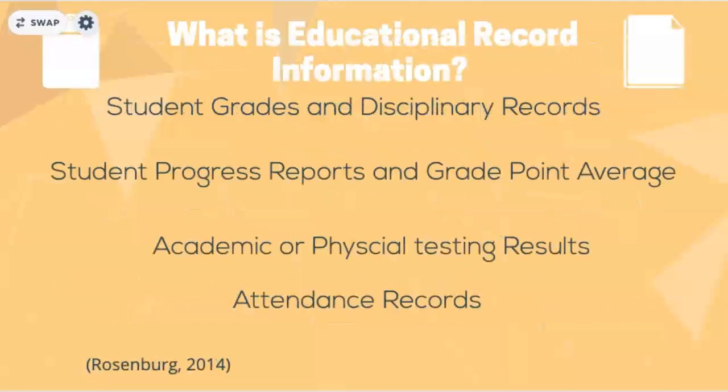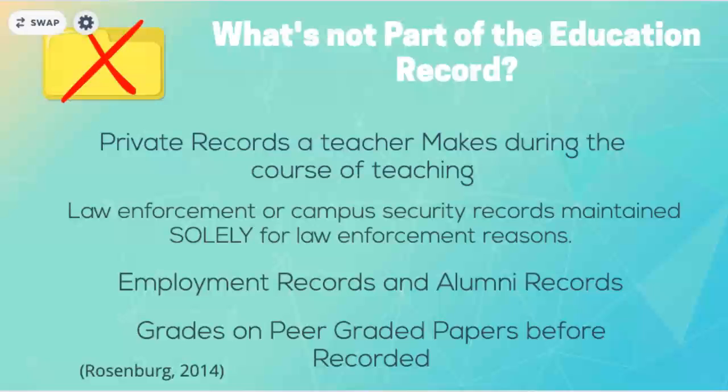What is educational record information? That's information like student grades and disciplinary records, student progress reports and grade point average, academic or physical testing results, and attendance records. So what's not part of the education record? That includes private records a teacher makes during the course of teaching, law enforcement or campus security records maintained solely for law enforcement reasons, employment records and alumni records, or grades on peer-graded papers before they're recorded.